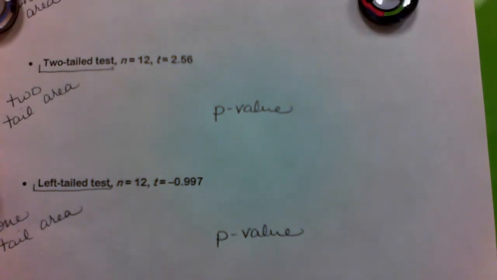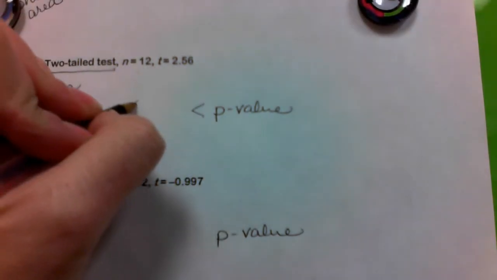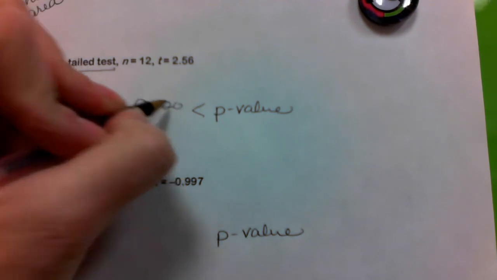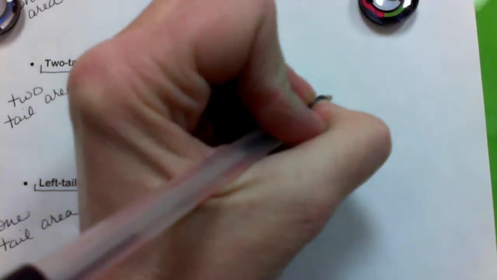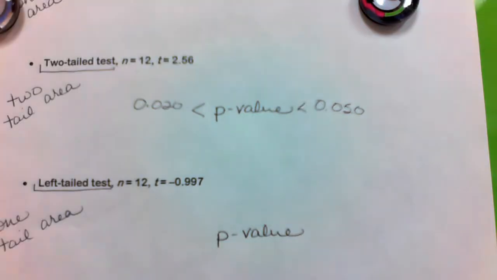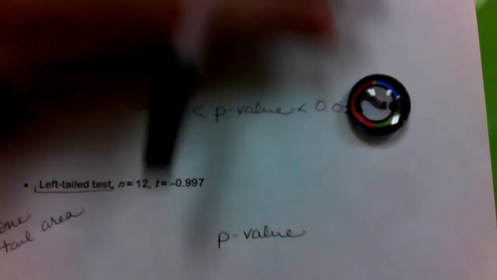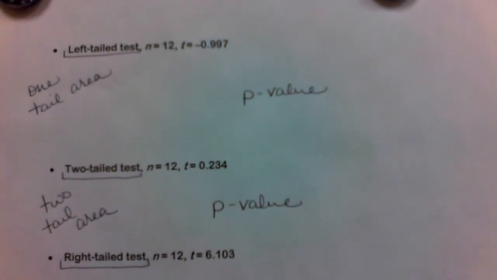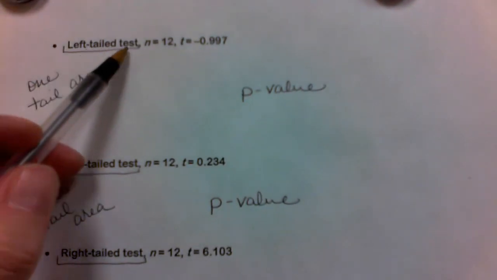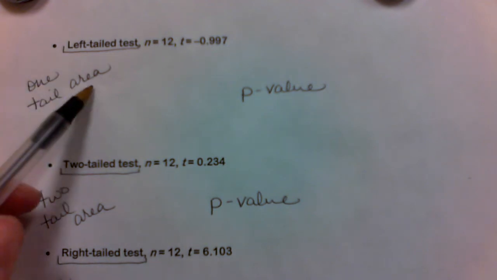And again, 0.02 is smaller, so I put it on the left. So your p-value would be written as such. All right, next example. Left-tailed test, so we're going to go back to one-tail area.